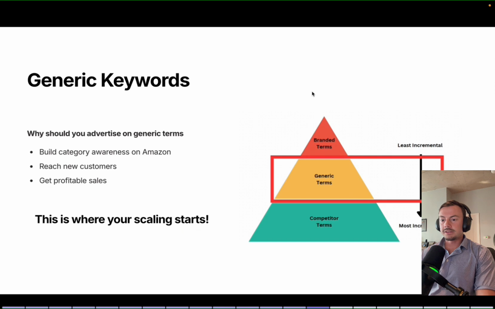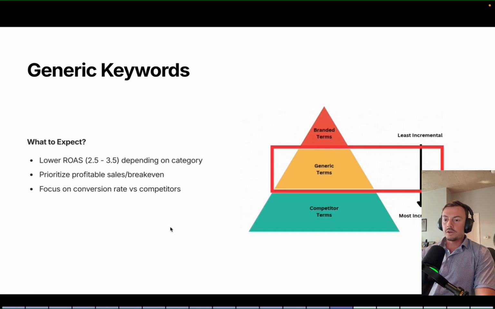Now, if you think about generic keywords, you use these to build category awareness on Amazon and really reach new customers. These are people who may or may not have heard of your brand, and you want to get in front of them on Amazon. So for these, this is where your scaling really starts. Now, how do you think about return on ad spend and incremental growth for these? Well, first, what should you expect? You should expect a lower return on ad spend, 2.5 to 3.5, depending on the category. And for these, you really want to prioritize profitable sales and driving contribution margin on Amazon.